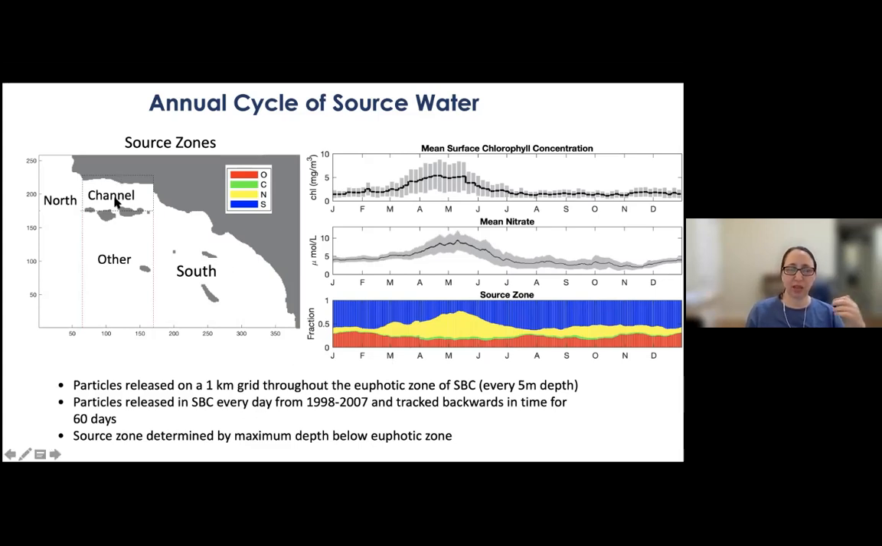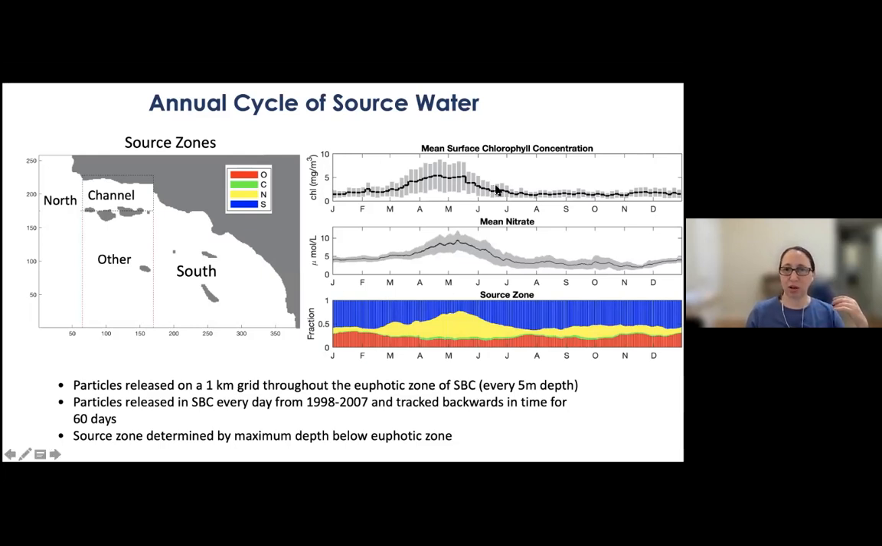So basically by tracking, we released, this was both with the residence times as well. Basically, I released particles on a 1 kilometer grid throughout the euphotic zone. So basically every 5 meters depth down to 30 meters, and tracked them backward in time for 60 days. And for residence time, we basically just looked at how long that particle was in the euphotic zone, from the time it came into the euphotic zone, but backward in time. And in this case, we actually looked at the maximum depth. So when we looked at reverse tracking, we wanted to see where this particle upwelled from. So if it was 50 meters, 100 meters deep, that maximum depth is where the source was.